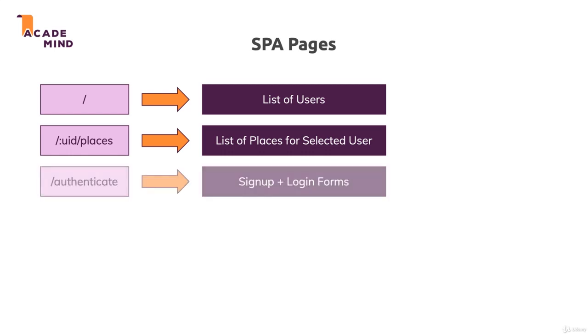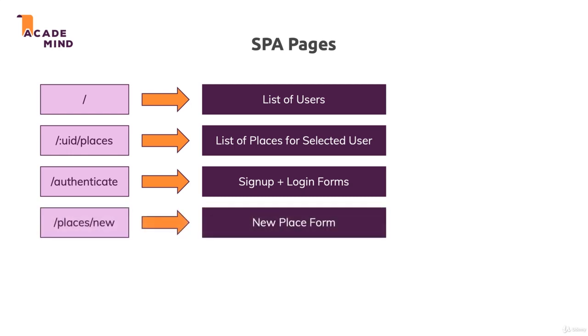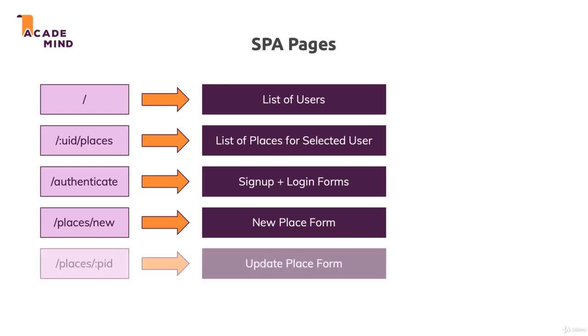I also want to have a /authenticate or /auth route, which shows us a page that holds the sign up and login forms between which we can toggle, and also a /places/new route, which shows us a new place form. In addition, we need a /places/someplaceID route, which leads us to the page where we see the update place forms, so where we can enter the new data for a selected place.